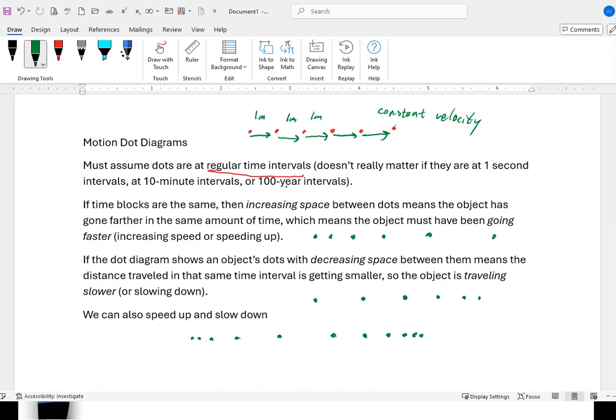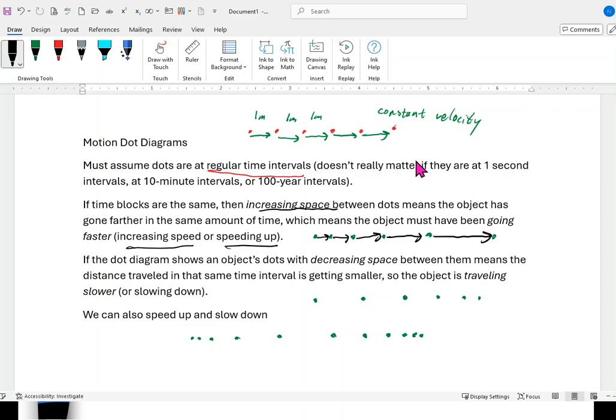Now, what happens if the spacing between the dots is changing? So it says the increasing space between the dots. That means you're going to be going farther during each fixed time interval. So my first time interval, that's how far I've traveled. That's my displacement vector. And then bigger. And then I have a larger still. Even bigger. Woo! Crazy big, right? So in the same amount of time, I'm traveling a larger distance, so I must be going faster. I am increasing speed, or I am speeding up, right?